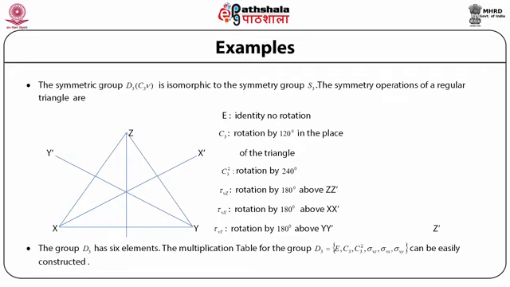So the group D3 has 6 elements. One being the identity, second the rotation by 120 degrees in the plane of the triangle, which is C3, rotation by 240 degrees, C3 square, rotation by 180 degrees about ZZ prime, sigma v Z, rotation by 180 degrees about XX prime, sigma v X, and sigma v Y, a rotation by 180 degrees about YY prime.